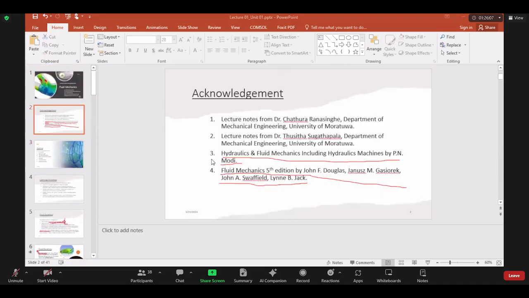You can use this reference book for your education purpose: Hydraulics and Fluid Mechanics, including Hydraulic Machines by P.N. Modi. And you can also use the fifth edition by John F. Douglas and Janusz M. Gasiorek, John A. Swaffield. These books you can use as reference books. This Modi book is very famous.